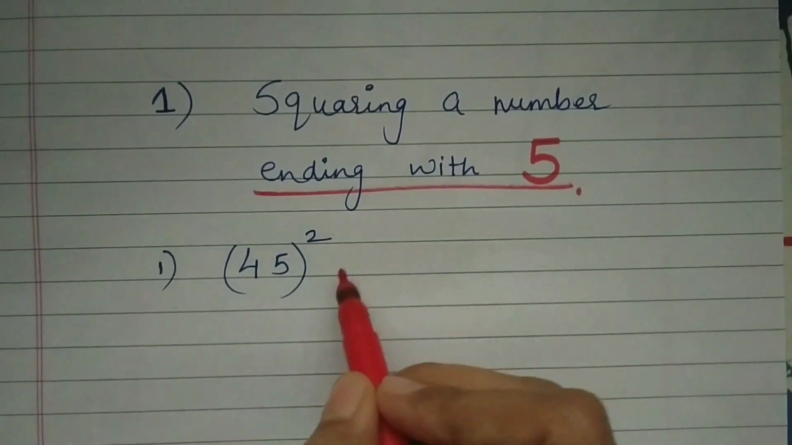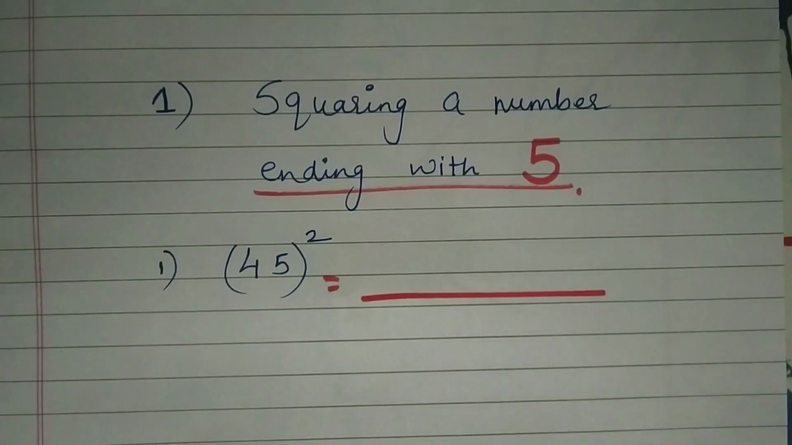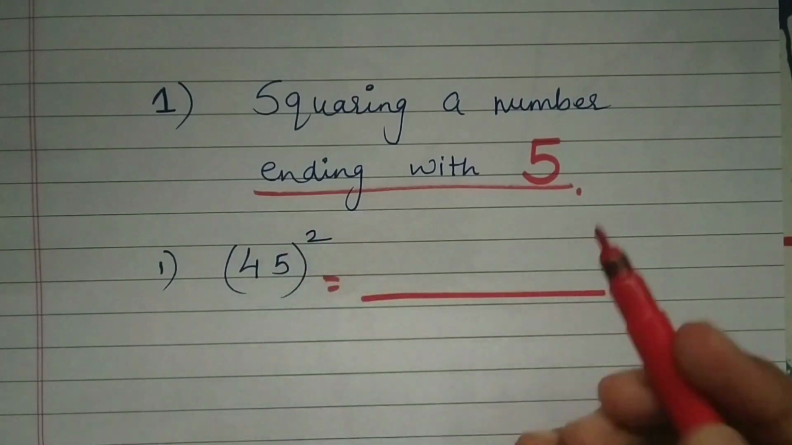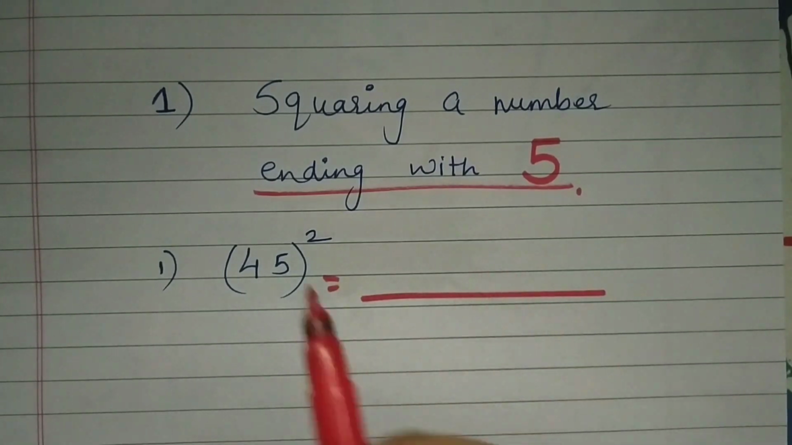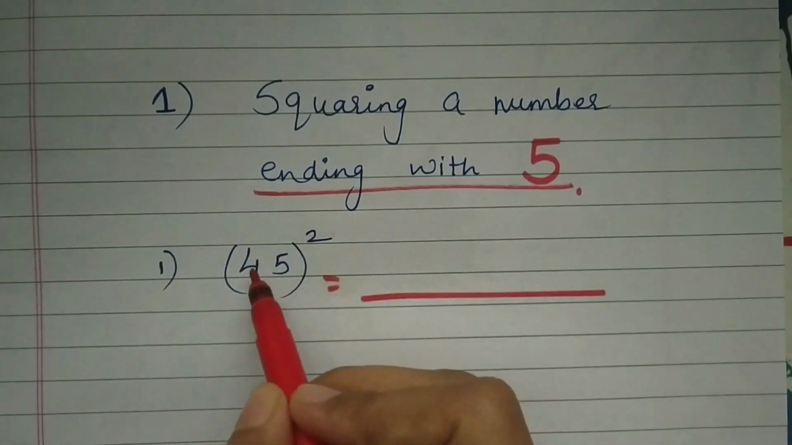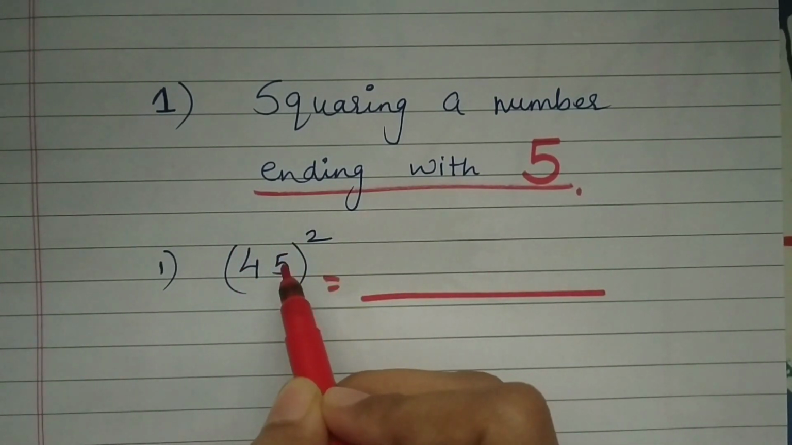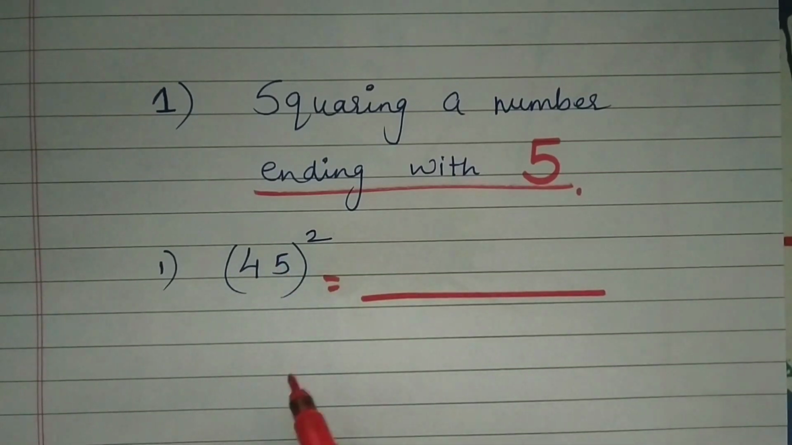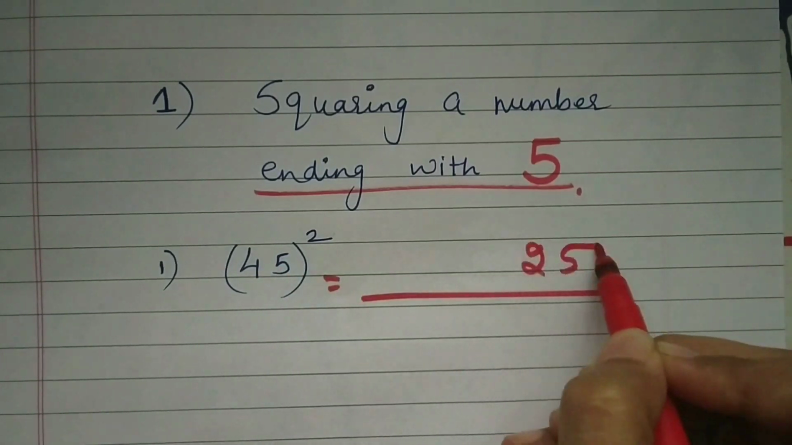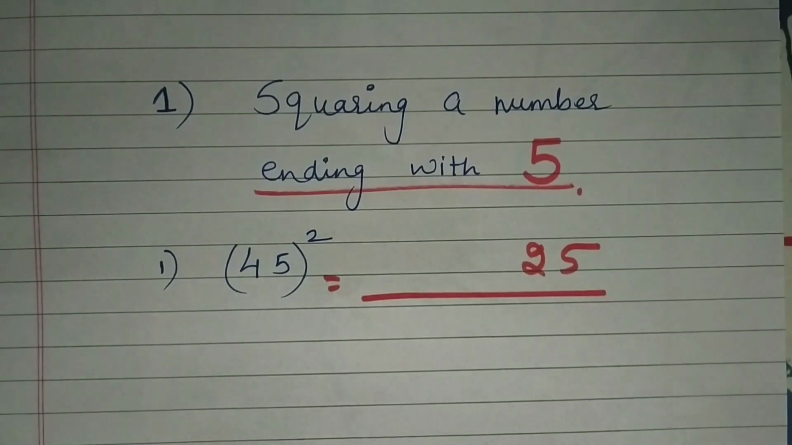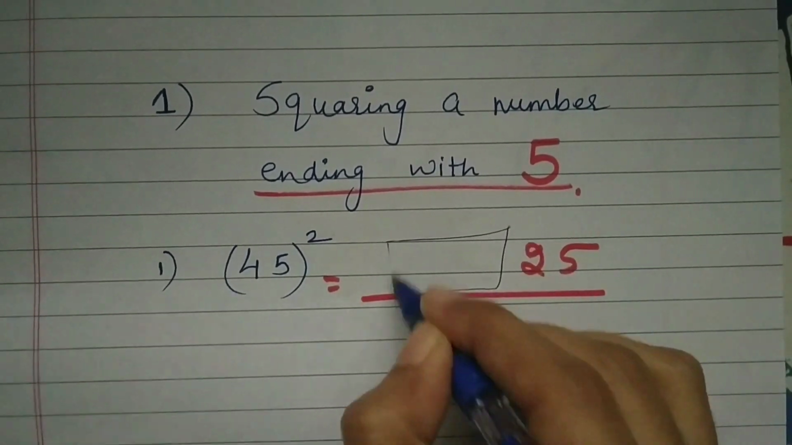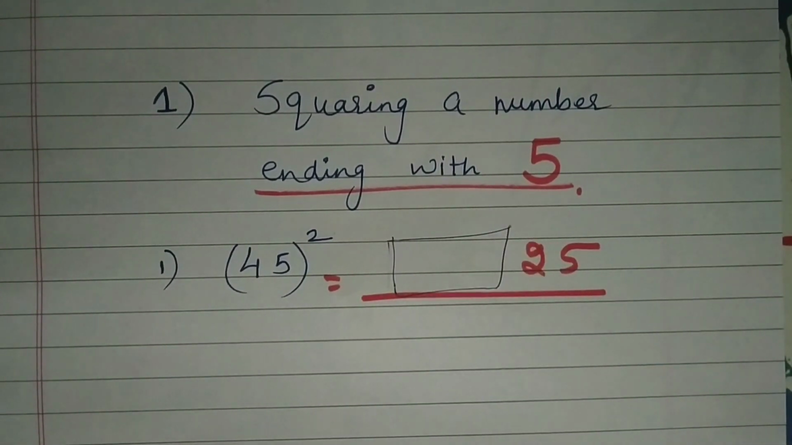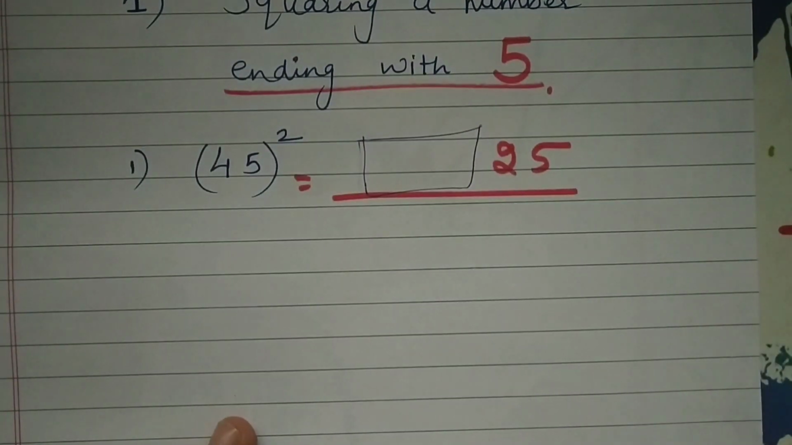Okay, the trick is, in the answer to this question, the last two digits will always be 25. Please mark this. I'll go step by step. Whenever you have a number with the ending digit as 5, the answer will always have 25 as its last part. Now all we have to do is focus on finding out what the initial digits will be. So for that, let's try to understand the trick.